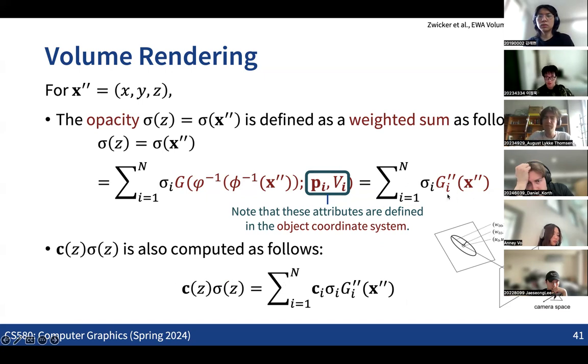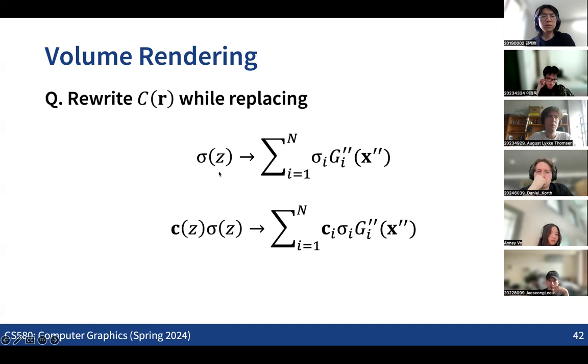Just keep in mind that we have some new notation, which is basically calculating the weights for the point in the ray coordinate system with a Gaussian kernel defined for each of the splats. For each splat, we can compute the weight like this by feeding the points defined in the ray coordinate system. Then the question is: can we rewrite the volume rendering equation by replacing this part like this and also this part like this? So let's do an exercise.